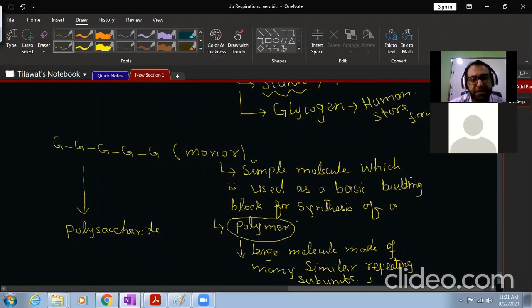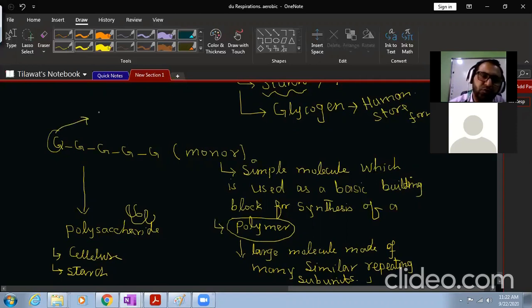subunits. Now in this case, in case of carbohydrate polysaccharide, I give you the example of cellulose or starch. Both made from what? Glucose. So glucose repeated again and again, and they form a huge molecule called what? Polysaccharide. So in this case, this glucose is monomer.